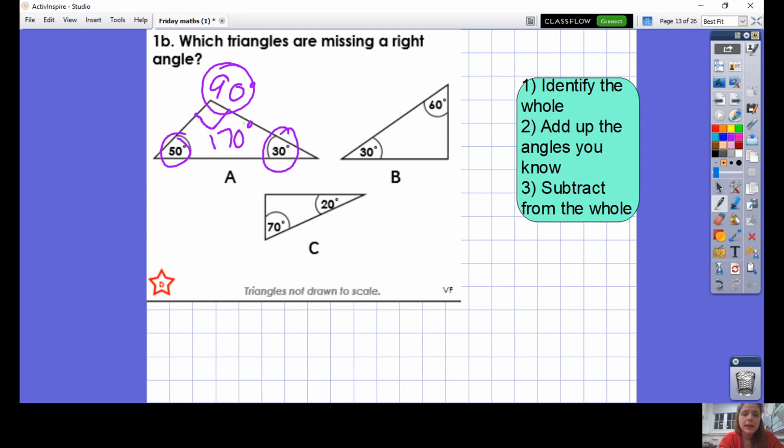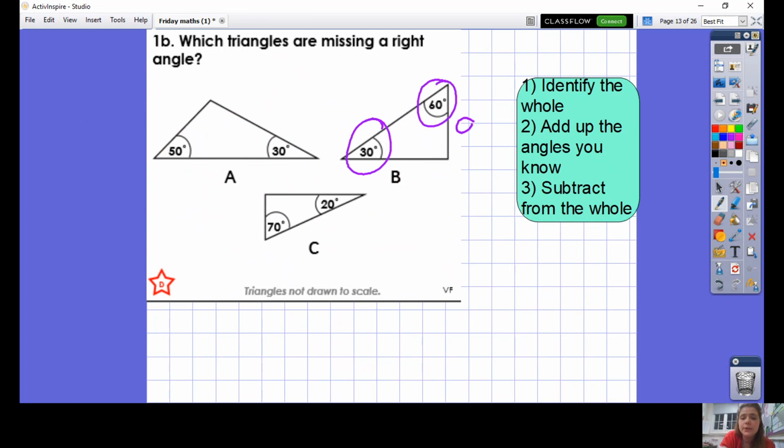Can that be correct? Are the angles in a triangle ever going to equal 170 degrees? No, because they're always 180. Therefore, this one is not missing a right angle. Do the same thing for question C and question B and decide if they're missing a right angle, which we know is 90 degrees. Pause the video now and do a quick mental calculation.